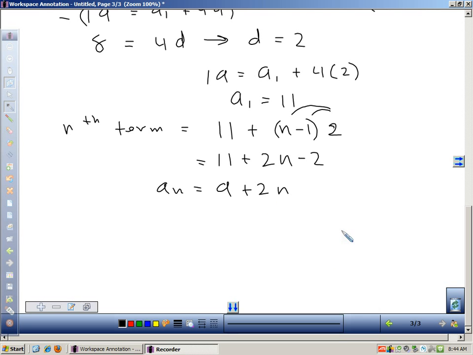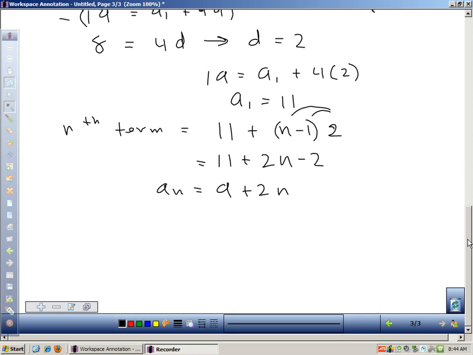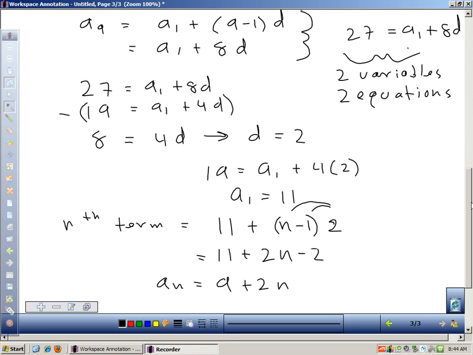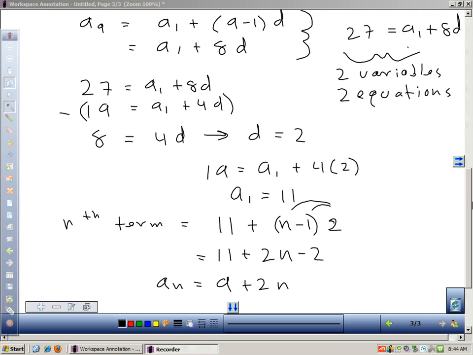So that one took a little more work, but we ended up with two equations with two variables and had to solve those. Questions on that example? All right.